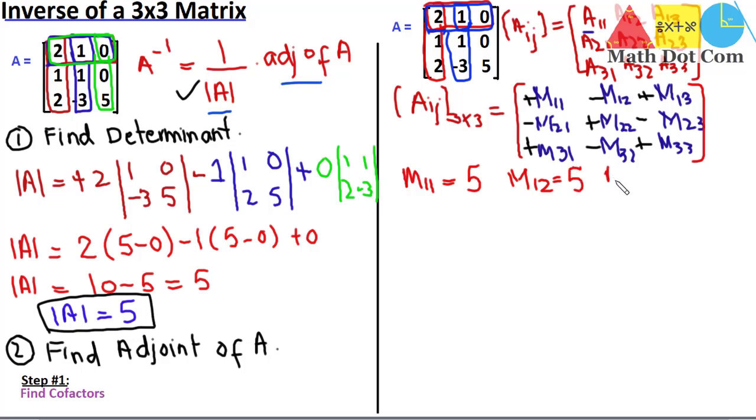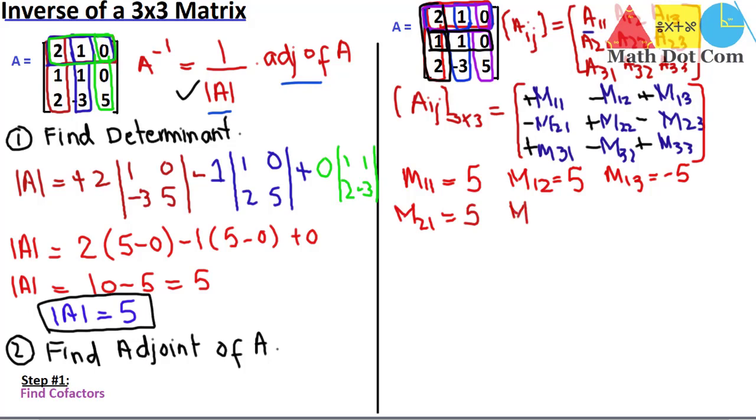Then we have M13. As this is the element whose minor we are going to find, we have to delete this row and this column, and what we will get is the determinant of the rest of the 4 elements, that is minus 3 minus 2, it will be minus 5. So similarly, M21 is this element, so we have to delete this row and this column, and what we will get is the determinant of the rest of the elements as 5 minus 0, it will be 5.